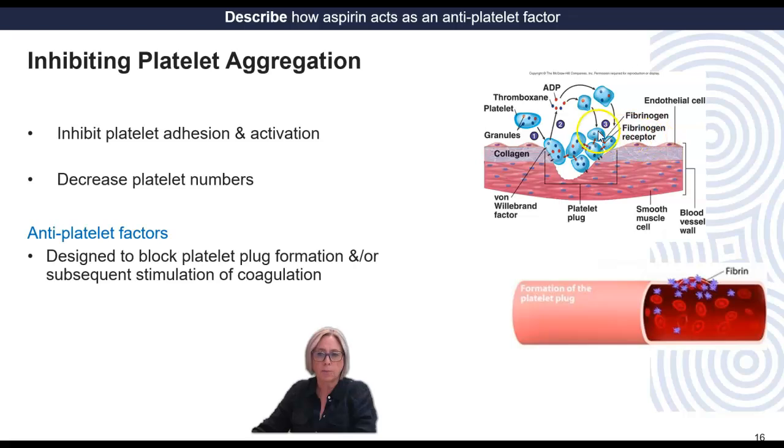Now, if you've got fewer fibrinogen receptors available for fibrinogen to bind to, that's going to inhibit the formation of the platelet plug. Some other antiplatelet drugs don't inhibit the expression of this fibrinogen receptor, but they actually act as an antagonist. So they bind to the fibrinogen receptor and therefore prevent fibrinogen from binding to it. So the net effect is the same. There are fewer fibrinogen receptors available in this case to bind all the platelets together in the platelet plug.